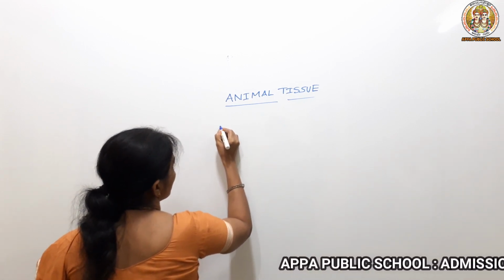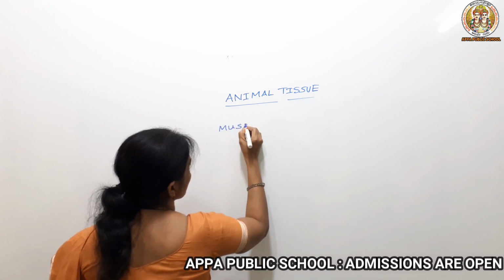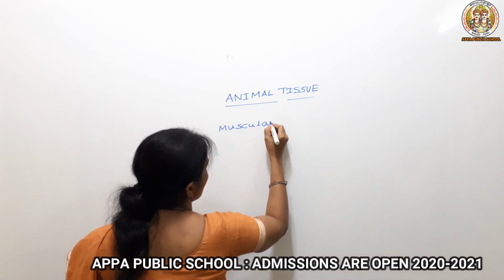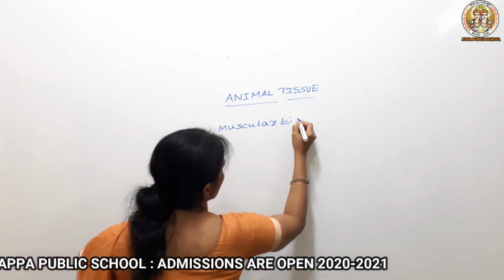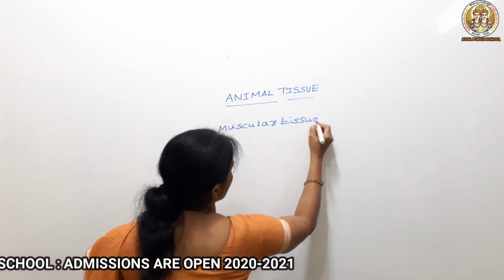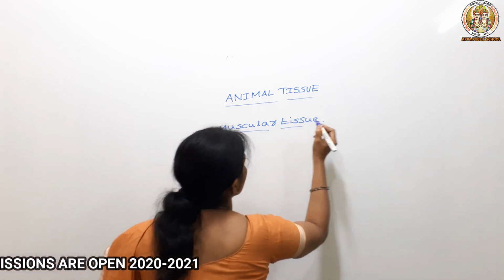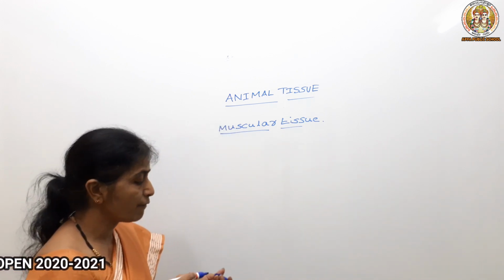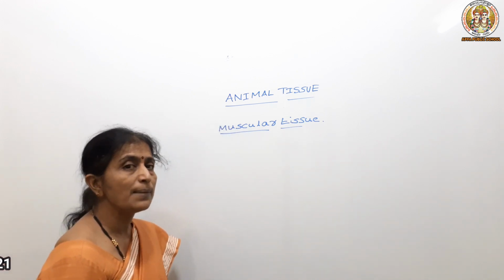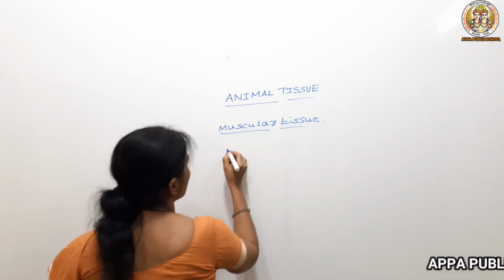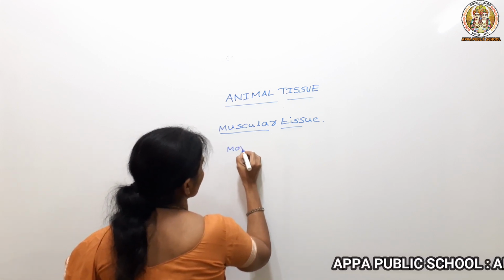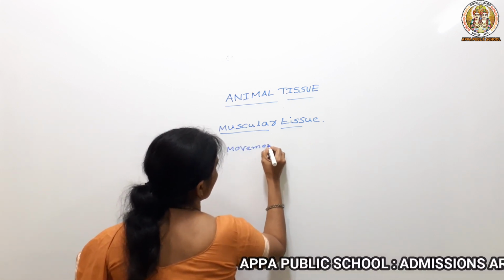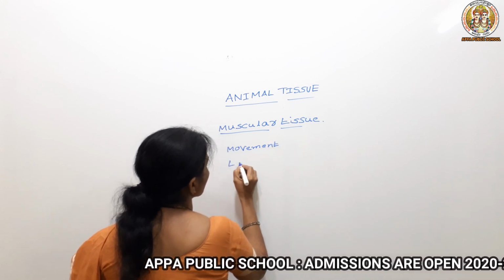What is muscular tissue, what is its main function, and what is the classification of muscular tissue? Let us know about these things. What is the main function of muscular tissue? Muscular tissue helps in movement and locomotion.